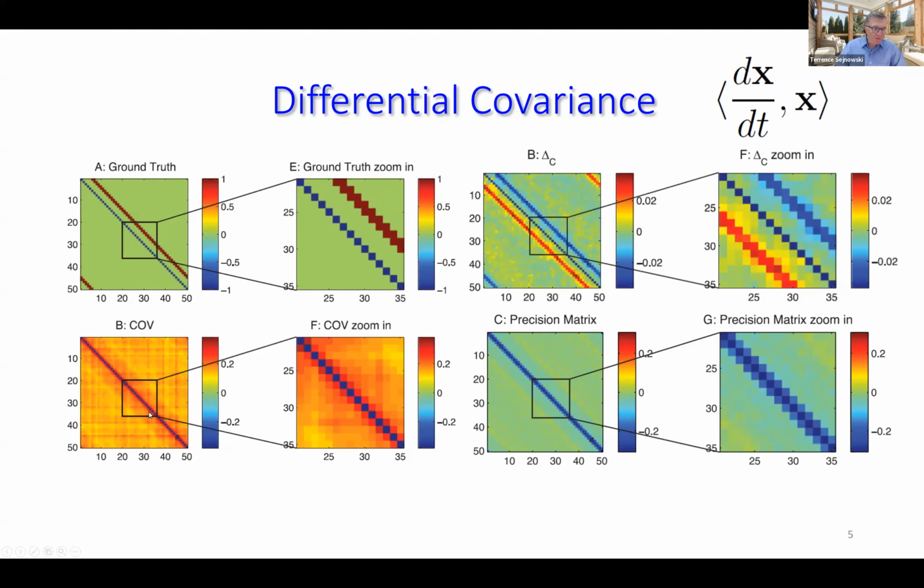Now we're going to compare the covariance. This is what the covariance looks like. You can see that it does not pick up the connectivity. And the precision matrix, which is another name for the partial covariance, picks up something. Actually, you can see something here, but it's not the ground truth. But this is now the differential covariance, which I mentioned previously. It picks it up beautifully, and you can actually see that it picks up with different signs, both the sender and the receiver. So in principle, it might be useful.